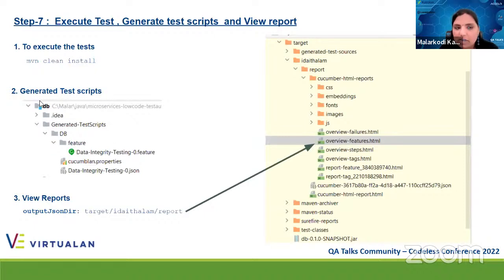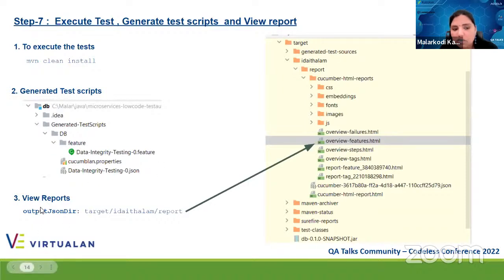The feature files will be in this generated test scripts folder. We already specified this. In our property file, I showed you two different folders we are creating. One is the output directory, the other is the output JSON directory. The output directory holds this generated test script. Inside this, it has the structure. It has the feature file and the JSON file.